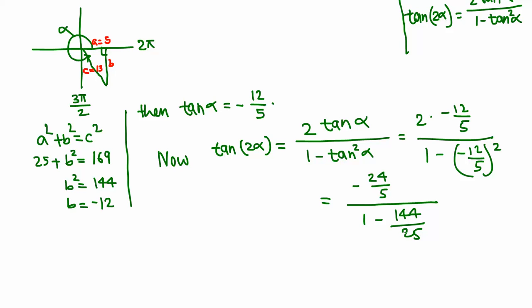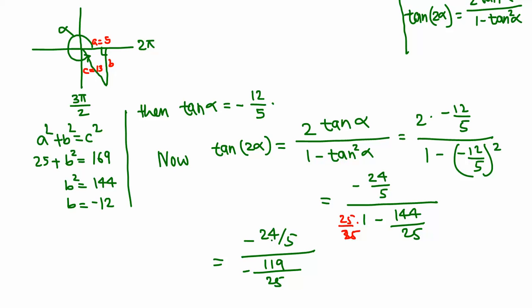Okay, let's combine these two fractions on the bottom. We have negative 24 over 5 on the top, 1 minus 144 over 25. So we need to make the same denominator, for that we multiply by 25 over 25, then 25 is the common denominator. Now 25 minus 144, that's negative 119.